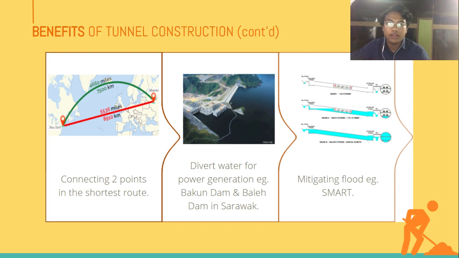Point number 5, divert water for power generation. Like what Andrea has explained, is the hydropower generation. For example, in Malaysia, we have Bakun Dam and Baleh Dam in Sarawak. Point number 6, mitigating flood. For example, smart tunnel has 2 functions. The first one is the motorway, and number 2 is to reduce the problem of flash flood in Kuala Lumpur.